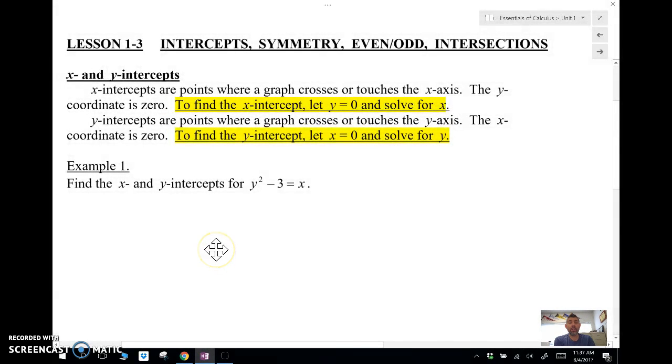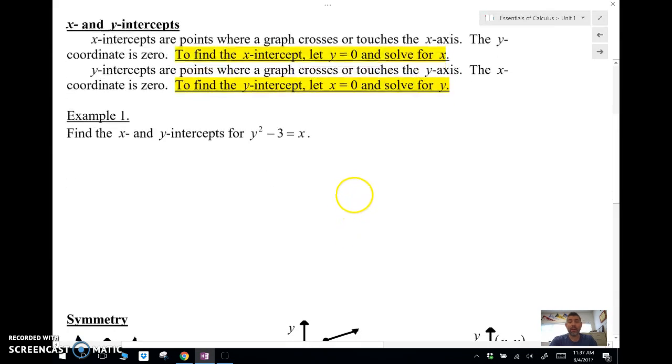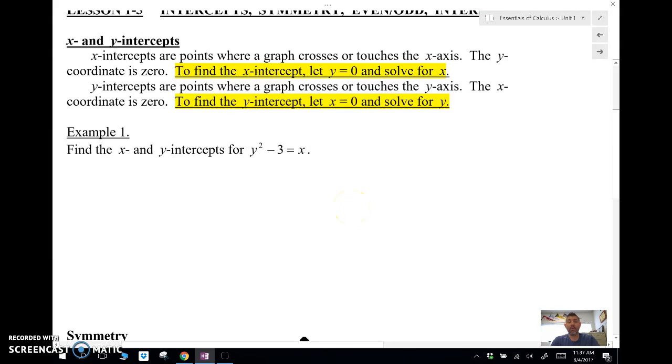The first thing we need to know is that the x-intercept is the point where the graph crosses the x-axis. We can solve that by setting y equal to 0. We can also find the y-intercept, which is the point where the graph crosses the y-axis, by letting x equal 0 and solving for y. So let's take a look at one example where we would find the x and y intercepts.